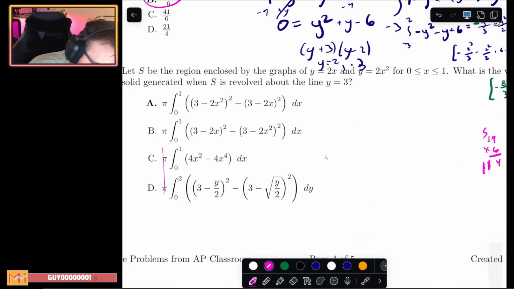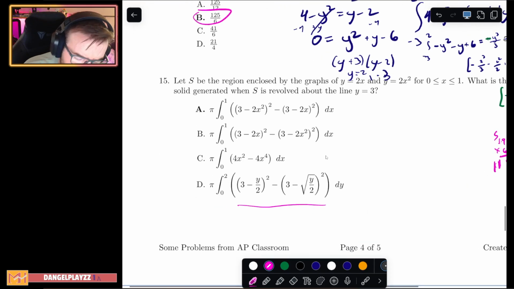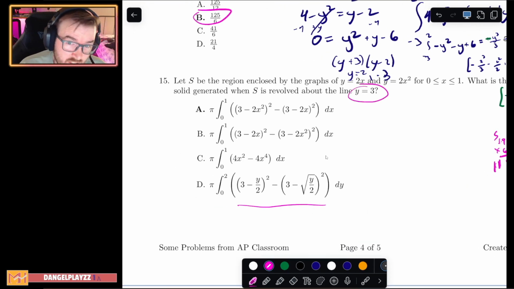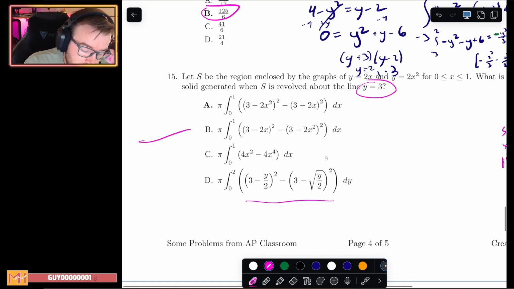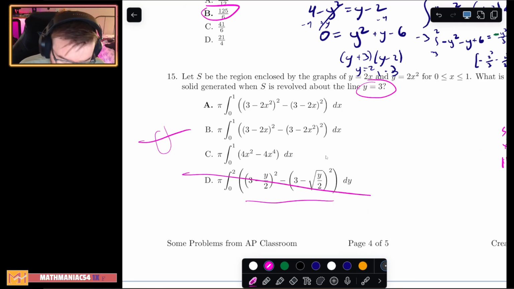So I like all the pi's. What am I seeing here? I'm like, okay, this one's in terms of y, but I'm rotating about a horizontal line. If you're rotating about a horizontal line, you need to be in terms of x. So this is just out.